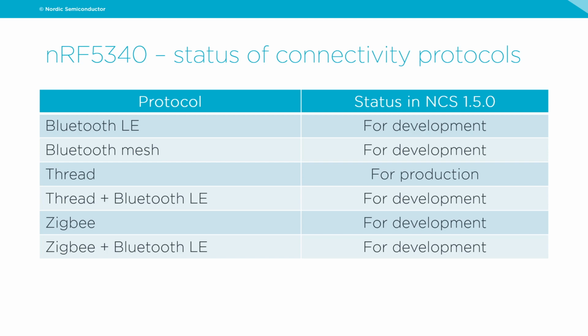nRF Connect SDK 1.5 introduces for production support for the Thread networking protocol and delivers for development support for other short-range wireless protocols and multi-protocol operation. We plan to introduce for production support for Bluetooth Low Energy and for Thread plus Bluetooth Low Energy multi-protocol operation soon, and follow up with adding for production support for Bluetooth Mesh and Zigbee later.